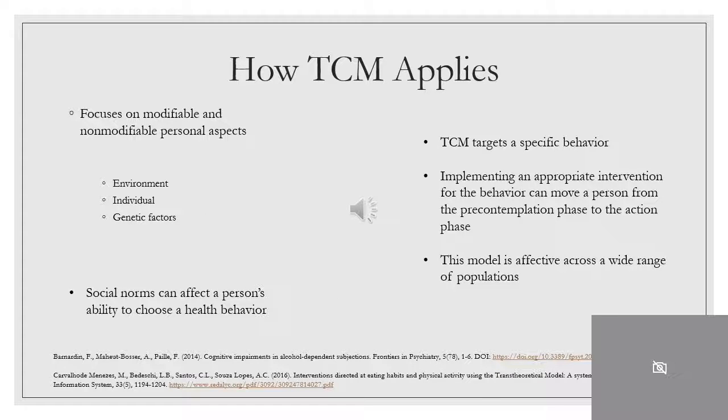The goal of TCM is that it focuses on modifiable and non-modifiable personal aspects. So we're looking at our environment, our individual factors, and our genetic factors. Genetic being things that we obviously can't change. We may be born with more of a tendency to have an addictive behavior. We're looking at our social norms, which can affect a person's ability to choose a health behavior. So we also really always look at our peers to see what they are doing and what's accepted. That can influence our actions.